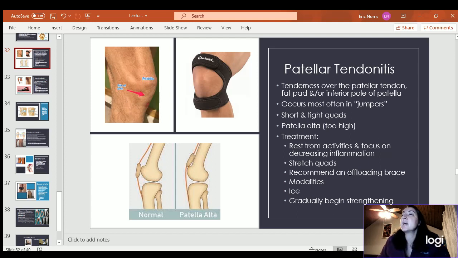They typically have tenderness over the patellar tendon or the fat pad or inferior pole of the patella. It's more common in jumpers, as there's a lot of pressure with push off and with landing. Often their quads are tight. This is kind of opposite, even though typically quads are weak and hamstrings are tight. In this situation, the quads are typically tight, and that pulls on the kneecap. So they'll have patella alta, where the kneecap is in too high of a position. So stretching of the quads is really key here.